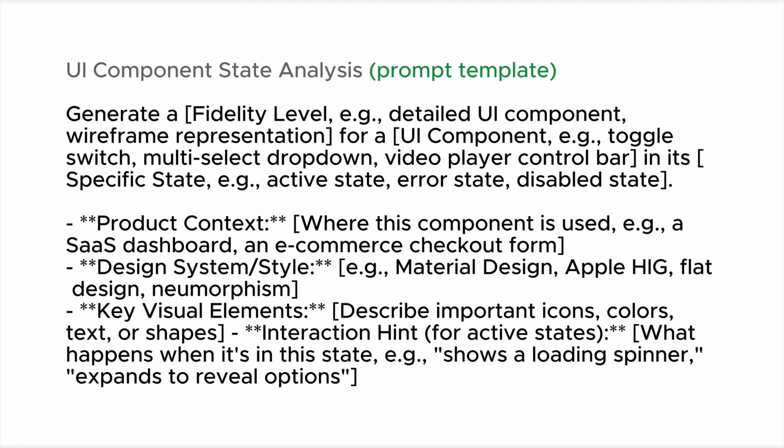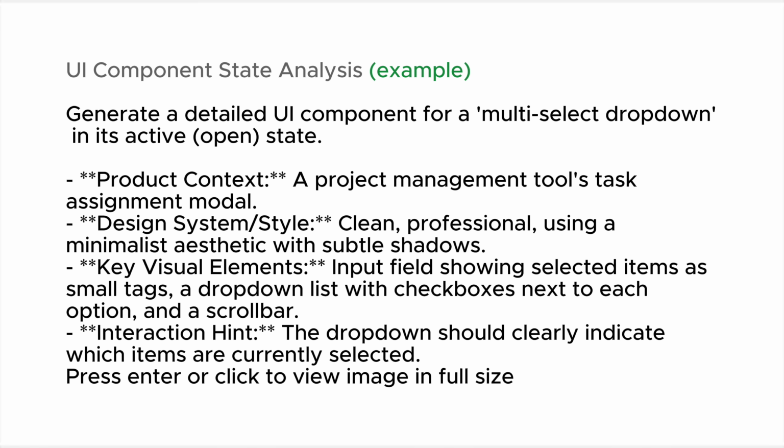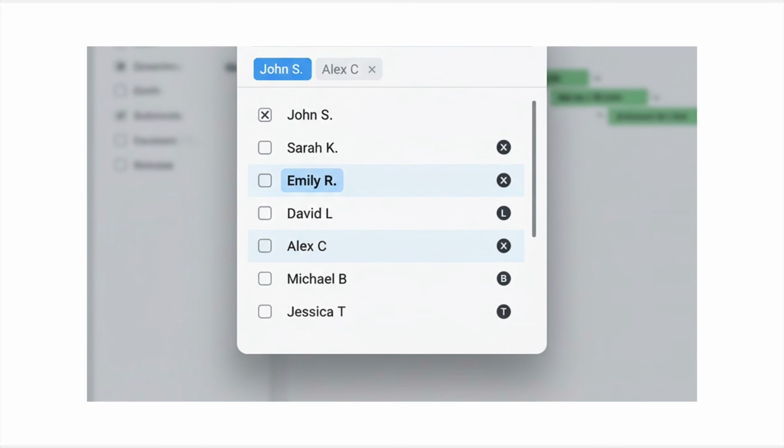Final example, component design. Use this prompt to think through individual UI components and their various states. For a component, you need to clearly explain not only its attributes and style, but also the state in which the component is. Here is what Nano Banana generated for me.